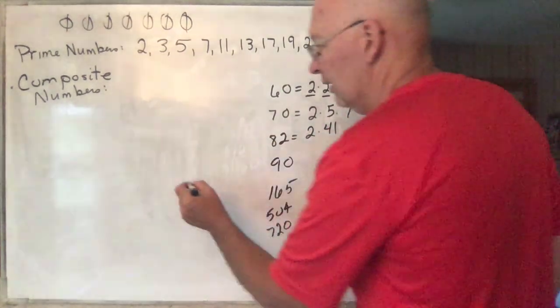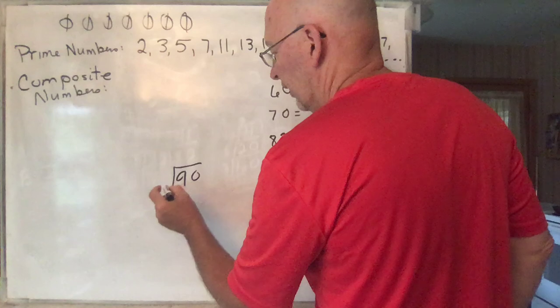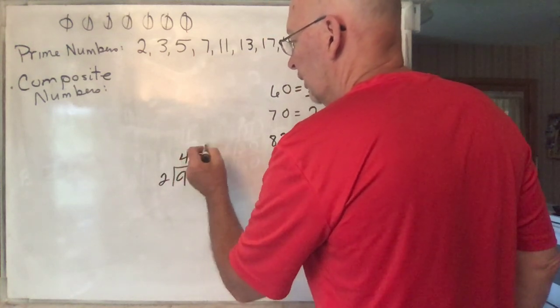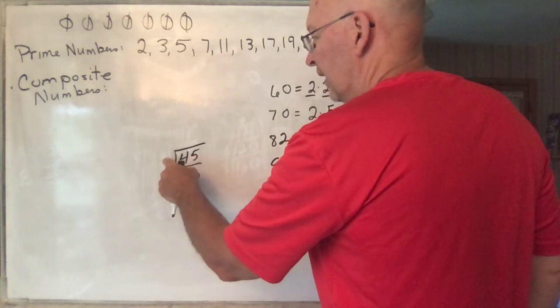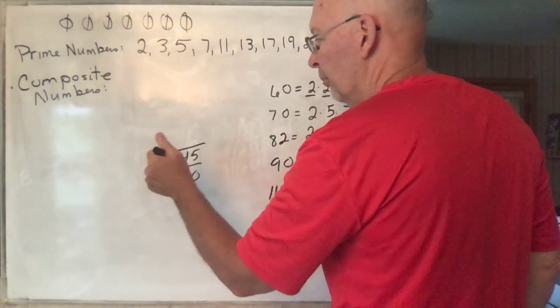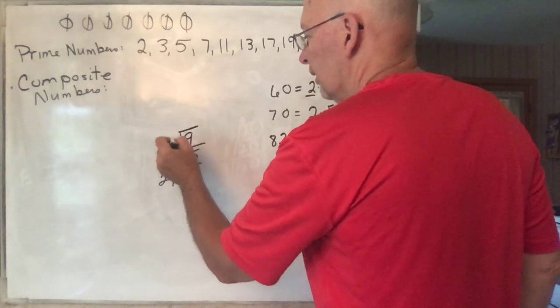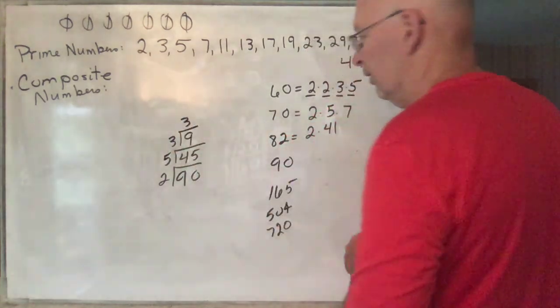If I take 90, what's that going to be? 2, and we get what? 45. I could divide 45 by 9, but I don't want to do that. I want these to all be prime numbers. So I'll divide it by 5 and get a 9 up here. Then get 3 and a 3.